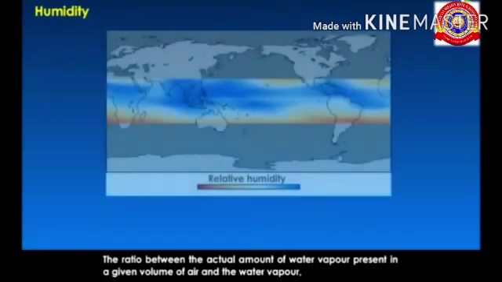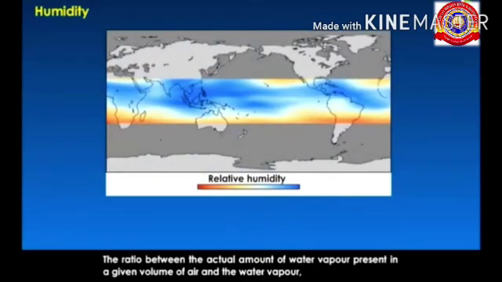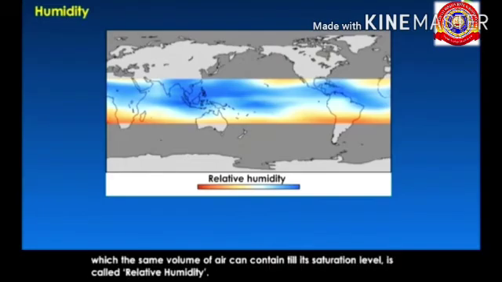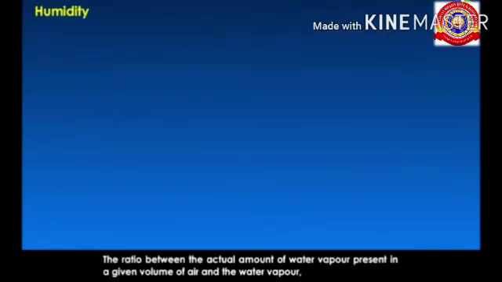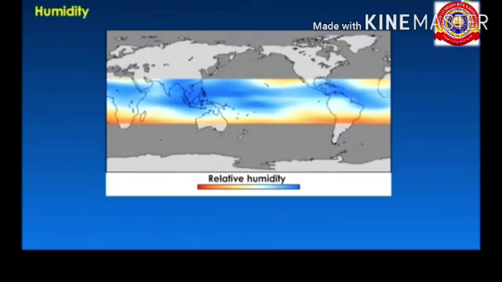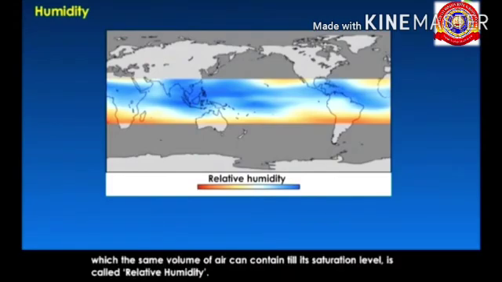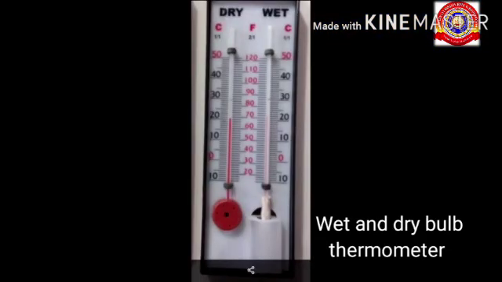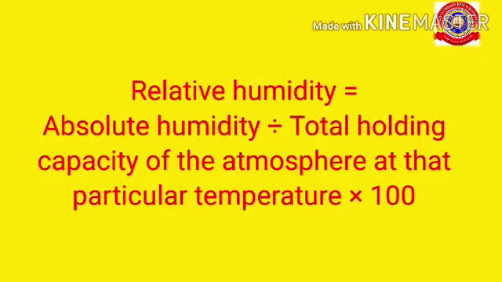Next is relative humidity. The ratio between the amount of water vapor present in the atmosphere and the total water holding capacity of the atmosphere at a given temperature is called relative humidity. It is usually expressed in percentage. Relative humidity is measured using the instrument called wet and dry bulb thermometer.